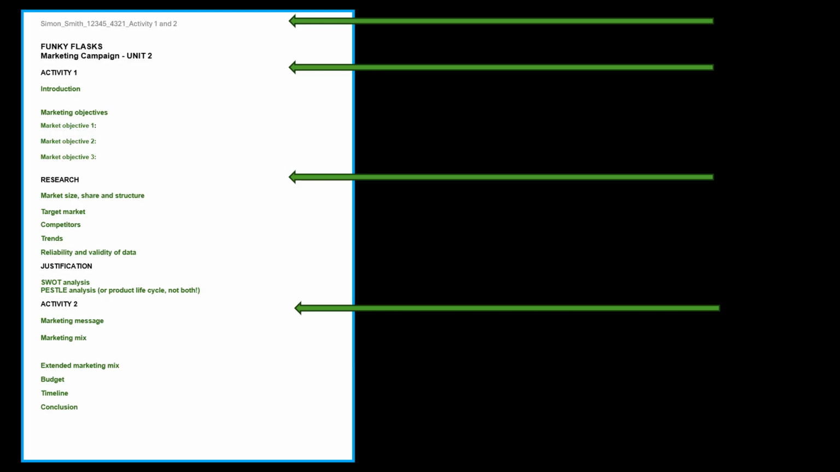There's 34 marks waiting for you there if you fill all that in correctly. And then you move straight on to activity 2. Again, it's easy for the examiner to identify when activity 2 starts because I've put activity 2. Straight on to the next subheading, which is marketing message. And then marketing mix is another bit you're going to write about. That's crucial because that's worth 20 marks to you. So keep that in the back of your mind because you've got to make sure you're writing enough there. Then, of course, you've got budget, timeline, and then to finish off, a conclusion.